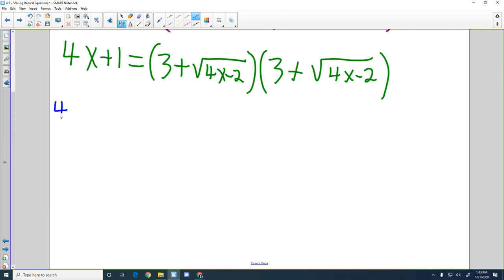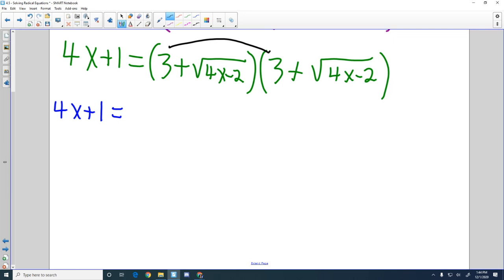So our left side stays the same for now, right? 4x plus 1. But let's go ahead and multiply these two binomials together. Now you might use that process known as FOIL that you've heard in earlier years. I like to think of it as taking one term, like this 3, and distributing it to each term in that second set of parentheses.